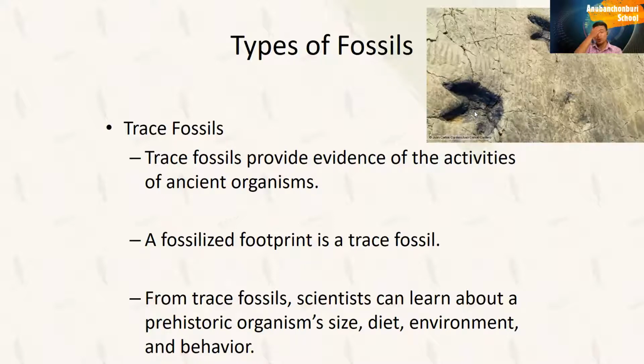Last week we focused on two types, body fossils and trace fossils. With this one, you cannot see the body, you cannot see anything, but you can see that there is a dinosaur that was walking here because of the footprints.